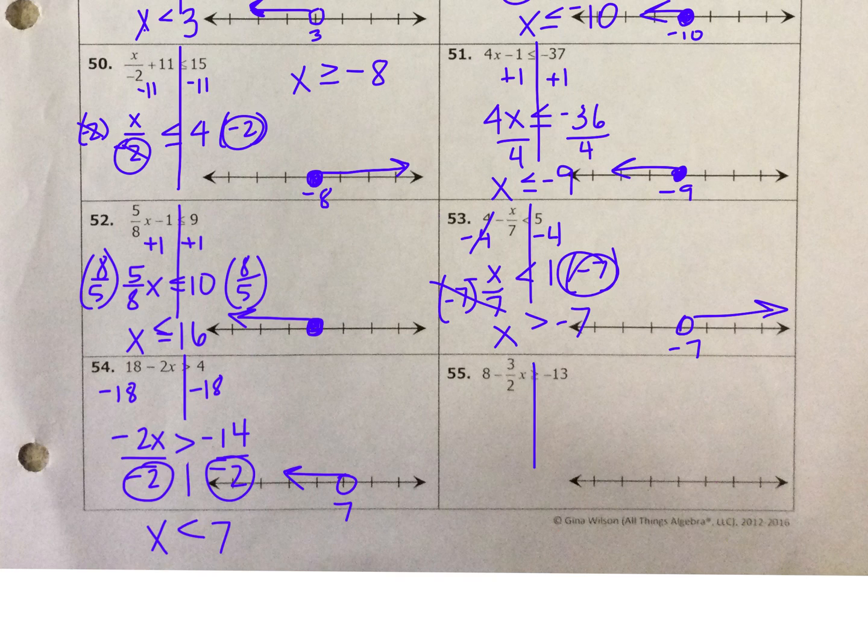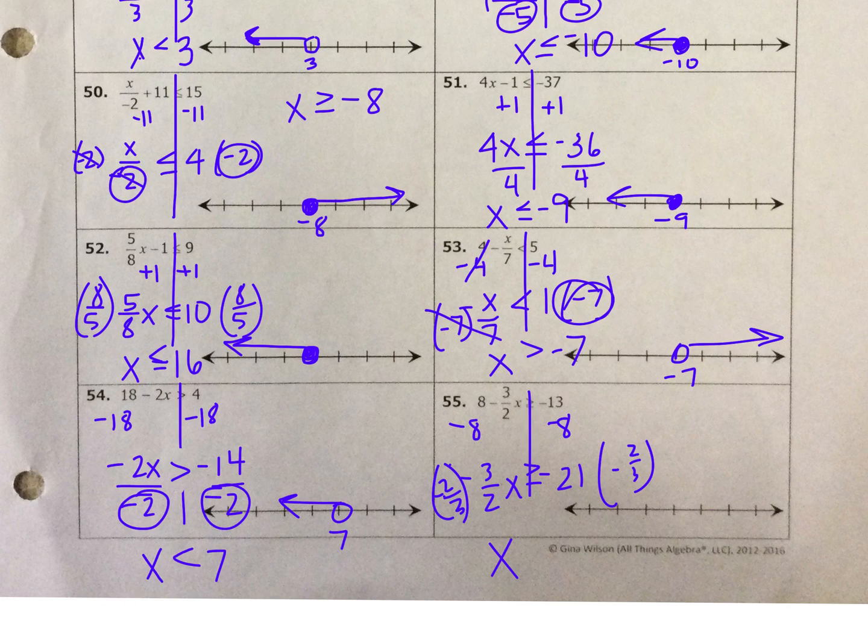Last one. Got to subtract 8. Negative 3 over 2x is less than or equal to negative 21. I'm going to multiply by negative 2 over 3. I end up with x, and I moved a negative, so I'm going to have to flip it, less than or equal to 14. So solid 14 that way.